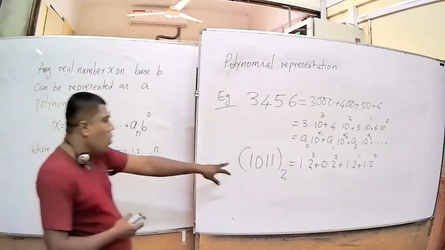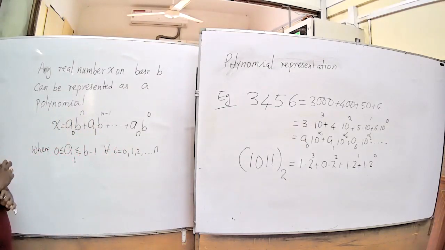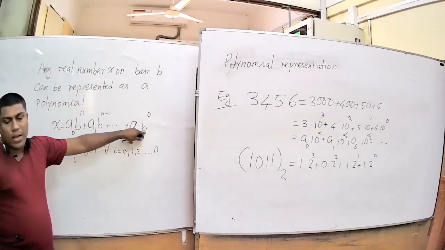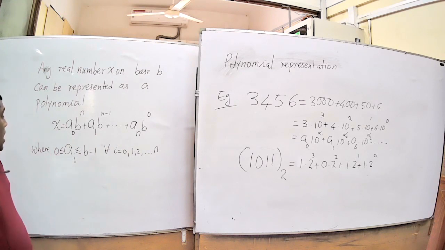So base 2, you can only use 0 and 1, because that is how you represent base 2 numbers. So the coefficients are always between 0 and 1. Similarly, if the base is b, then you can represent the number as a polynomial where the coefficients are digits between 0 and b minus 1. So this is a general representation of a real number, represented as a polynomial.